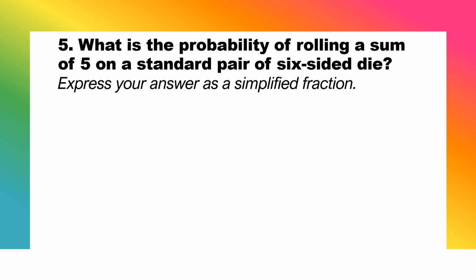All right, let's make it a little bit harder. It says, what is the probability of rolling a sum of 5 on a standard pair of 6-sided die? The word pair here indicates to us that we're working with 2 die, and we're assuming that these are fair 6-sided die. Die is the singular for dice. So we're talking about a 6-sided die here.